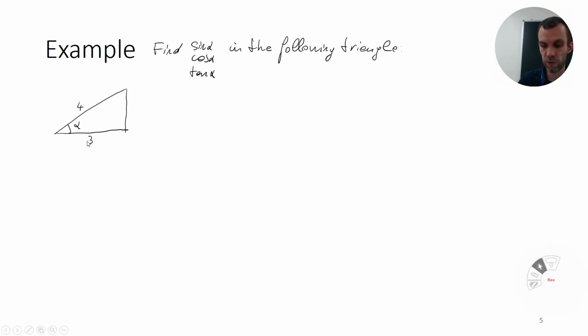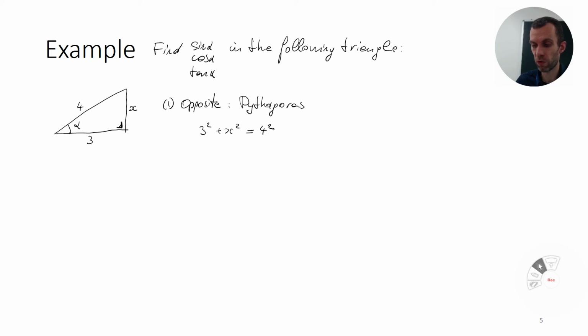So first of all, this is my right angle, and I know 2 of the sides, but I don't know the third one, so let's calculate that. For the opposite side, we can use Pythagoras' theorem. Call this x, then 3 squared plus x squared is equal to 4 squared. If you clean that up a little bit, you'll see that x squared is equal to 7, and therefore x is the square root of 7.